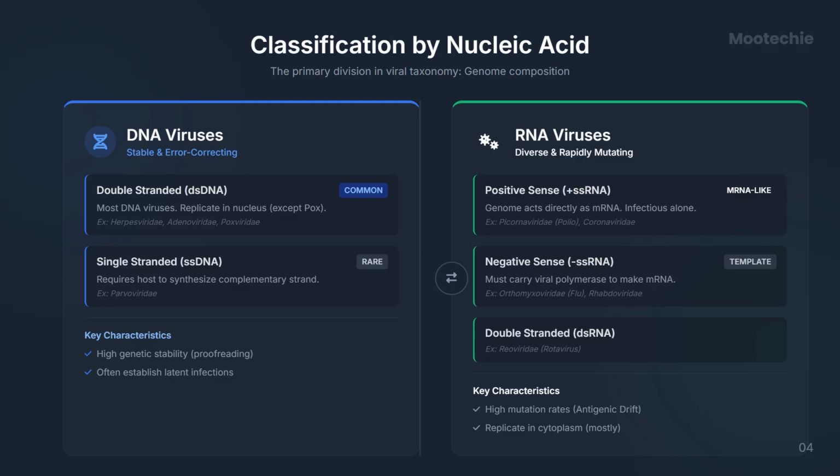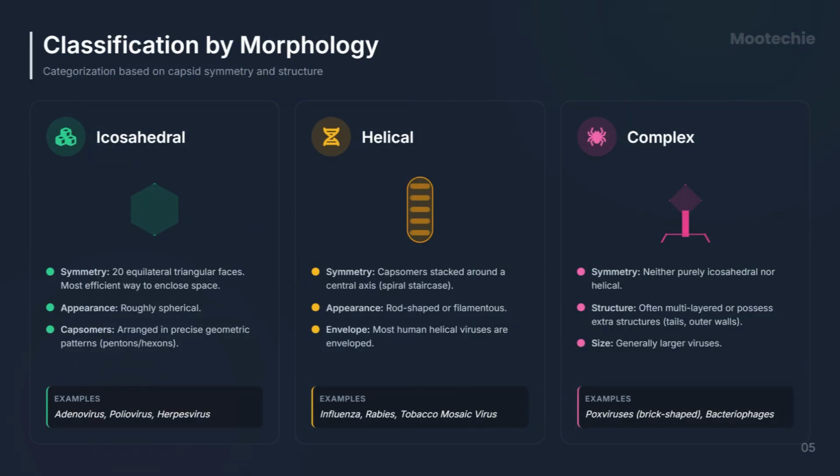There's also double-stranded RNA or dsRNA. An important example is reoviridae, which includes rotavirus. Key characteristics of RNA viruses include high mutation rates, which lead to phenomena like antigenic drift in flu viruses, and they mostly replicate in the host cell cytoplasm, not the nucleus. Classification by morphology. This is categorization based on the virus's capsid symmetry and overall structure.